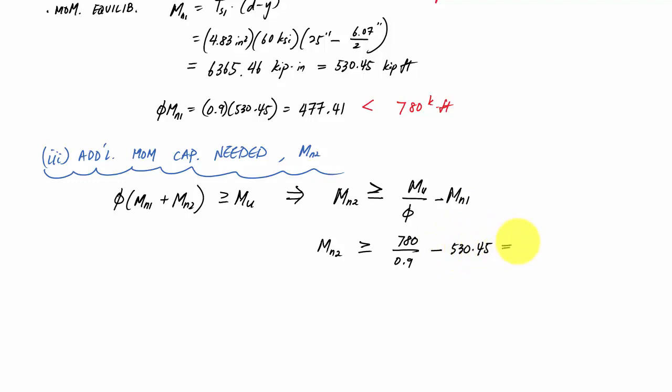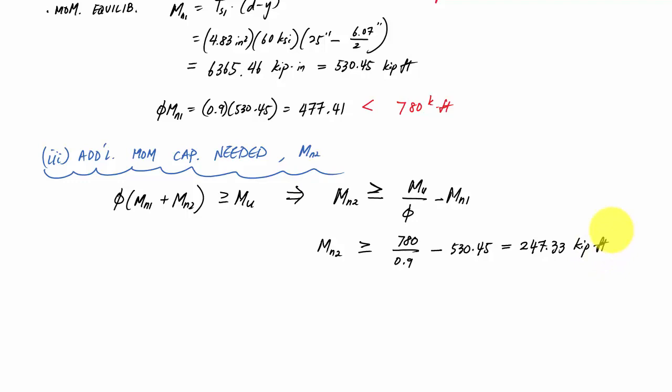Minus 530.45. Yep. 247.33 kip feet. So that's the additional moment that I need.